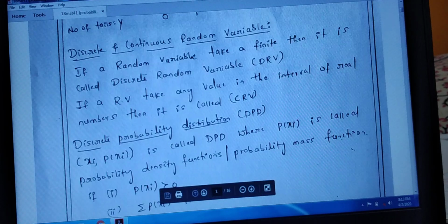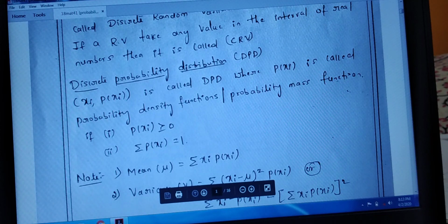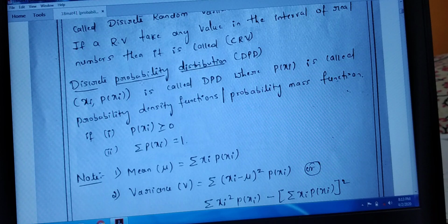Next we have the definition of a discrete probability distribution. The definition says that the set of xi together with p of xi is called a discrete probability distribution, where p of xi is called the probability density function or probability mass function, if p of xi is greater than or equal to 0, and the summation of p of xi is equal to 1.